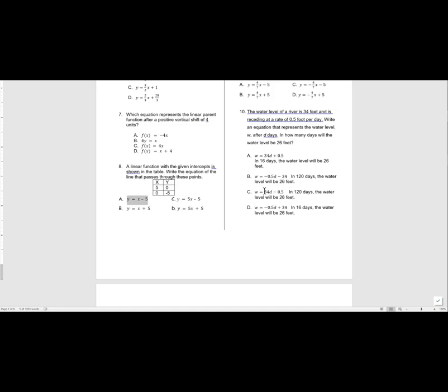Okay, so we can say W is equal to 34 feet as its starting height, and then it's decreasing at a rate of 0.5 foot per day, so we would want to use that as our rate of change value, in other words, sort of the slope, and then D is the day, so that would need to be multiplied by the amount of water it's losing per day. And then switching those two terms around, we could write that as negative 0.5 D plus 34.